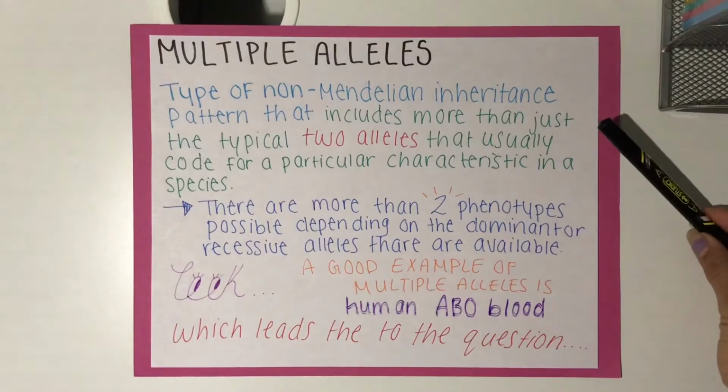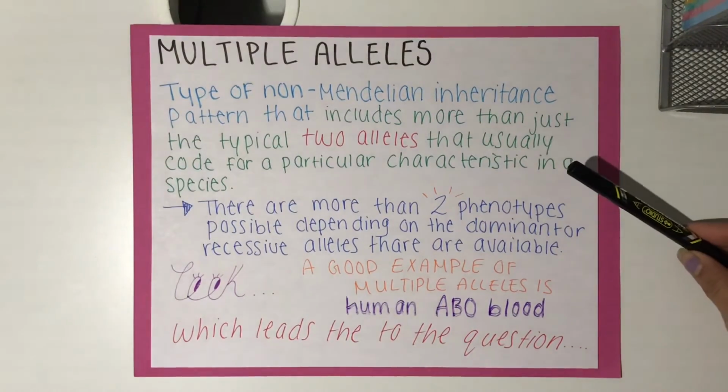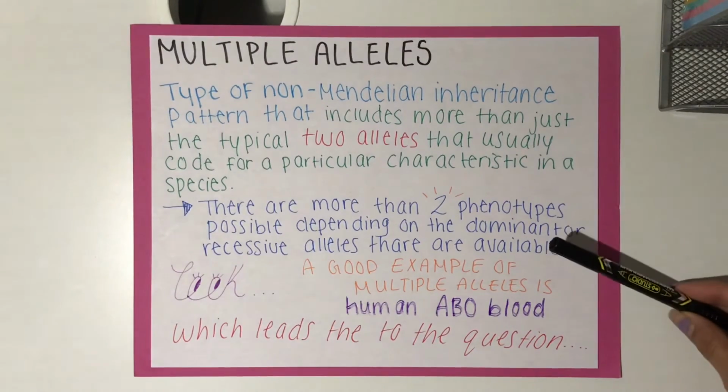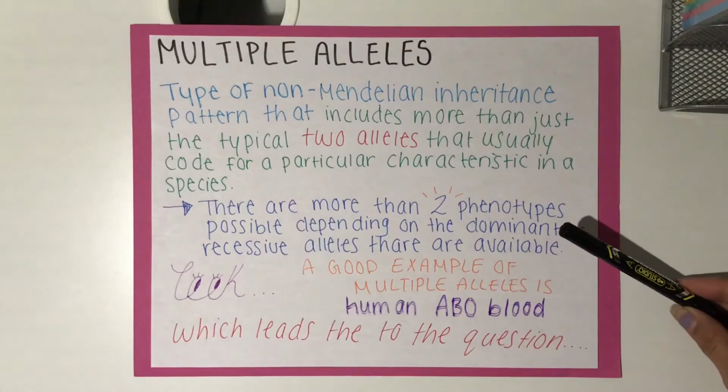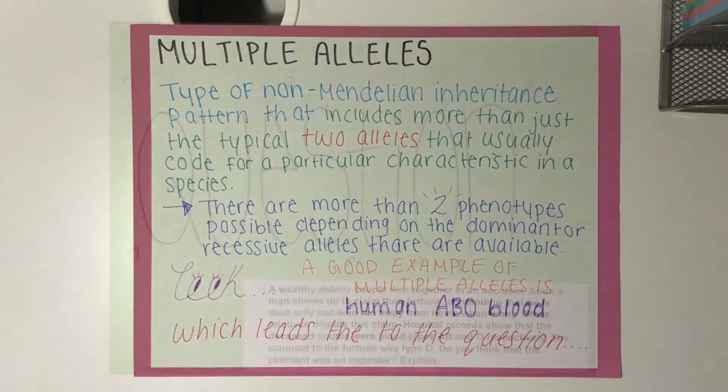So this next problem is an example of multiple alleles. Multiple alleles is a type of non-Mendelian inheritance pattern that includes more than the typical 2 alleles that usually code for particular characteristics in a species. In multiple alleles, there are more than 2 phenotypes possible depending on the dominant or recessive alleles that are available. The human ABO blood types are a good example of multiple alleles, which brings me to introduce the next question.